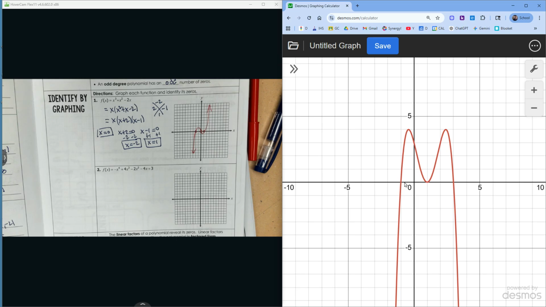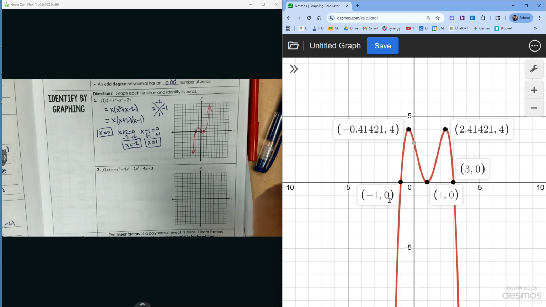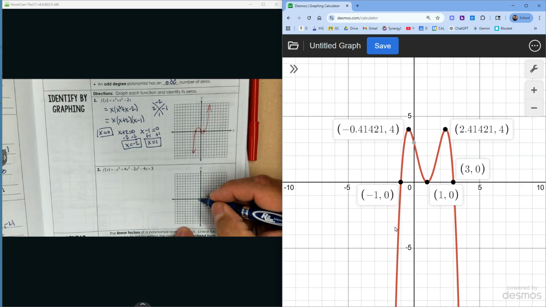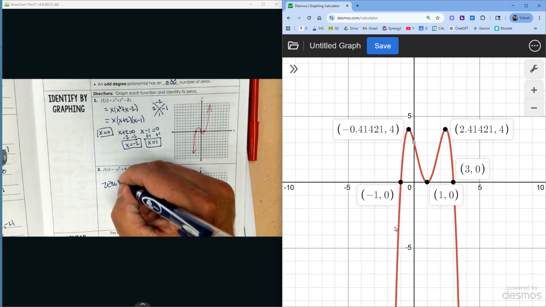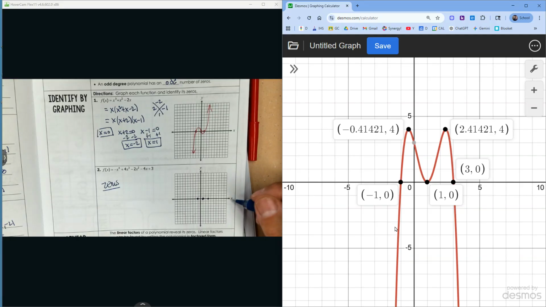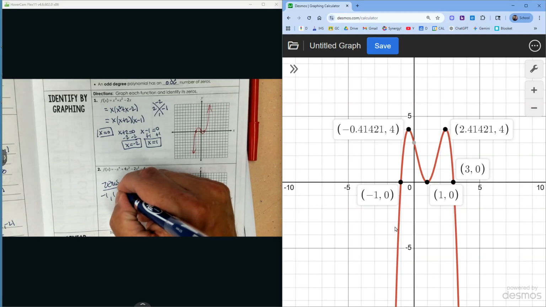All right, so there's my graph. Now, my turning points are here, but we're not asking for those turning points. We're asking here, where on the x-axis, where is the answer 0, the y value 0? So we have zeros at -1, at +1, and at +3. So I'm going to write that down. Zeros are -1, 1, and 3.